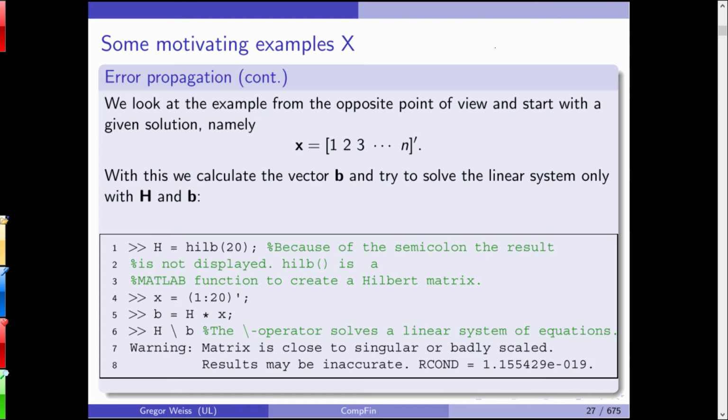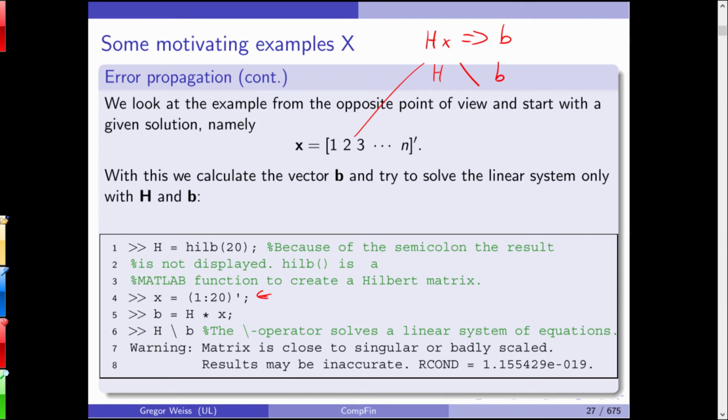We reverse engineer this, and we assume that the solution is 1, 2, 3, 4, 5, 6, up to 20. So we already have this solution. We then take the Hilbert matrix and we calculate the vector B. So again, we know H is the Hilbert matrix, we know X, and we calculate B, and then we just assume we've forgotten all about X, and we know H is this and B is this, and we solve for this in MATLAB. So B equals H times X.